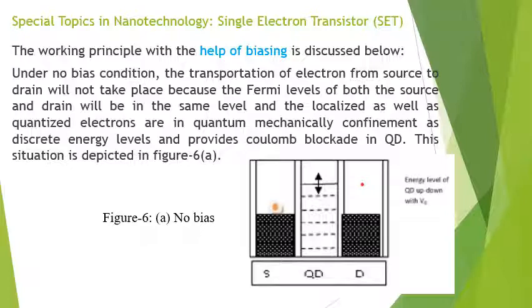Got this? Due to the Fermi level, the further transportation of electrons that should happen from source to drain does not happen because of the same energy levels, right? Whatever holes are present in the p-type and whatever electrons are present in the n-type materials are at the same energy levels. So there should be some difference, right? And that difference happens when we give the supply to the device, right? So this is the condition under no bias.